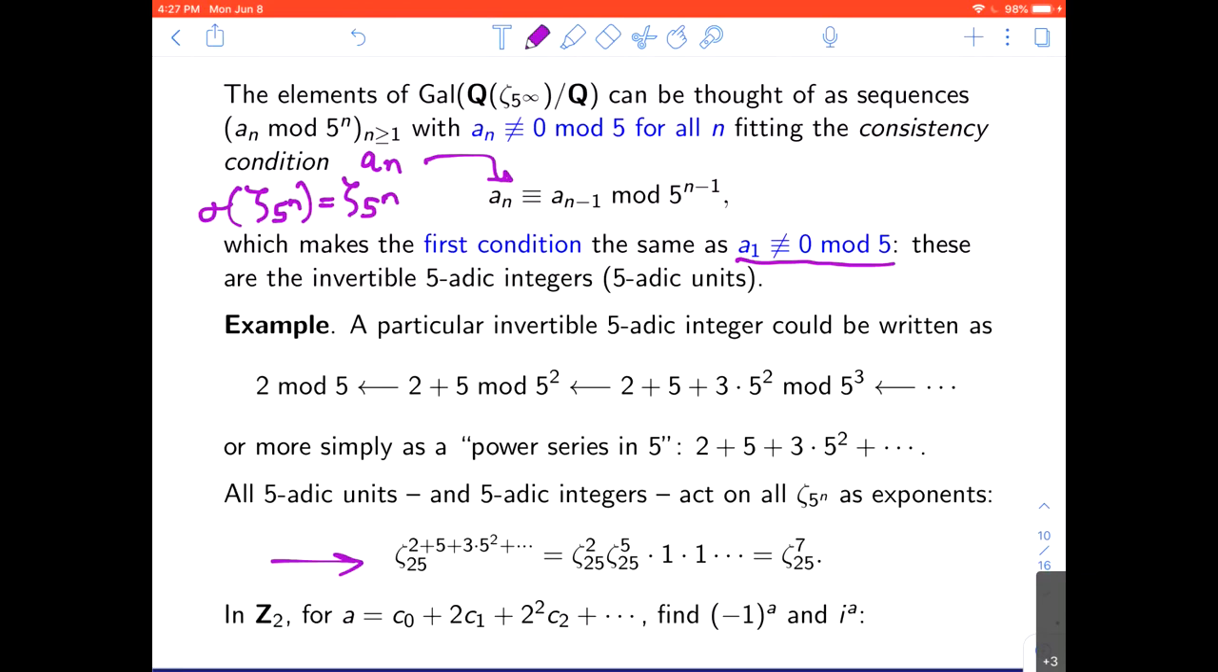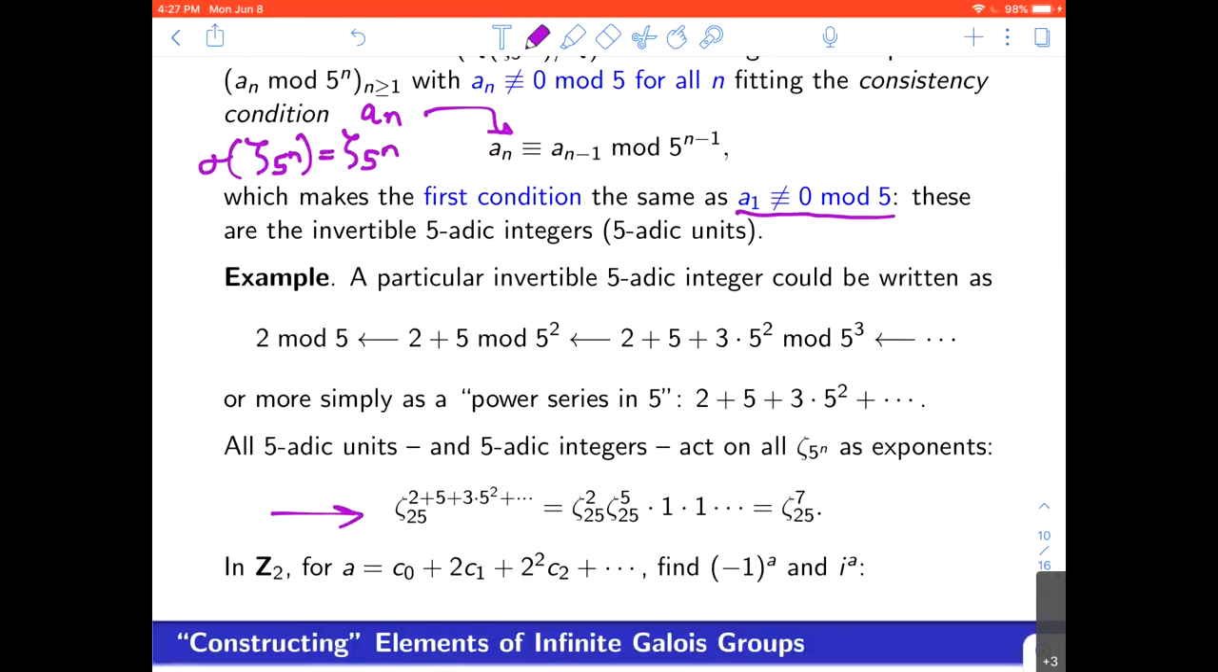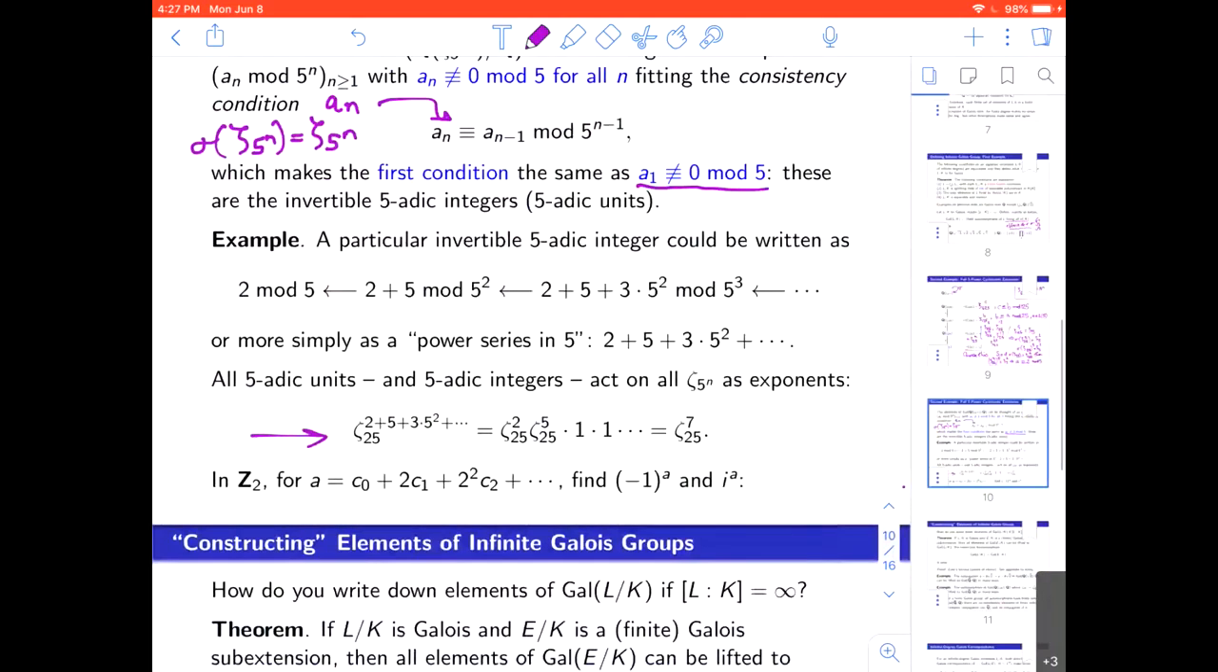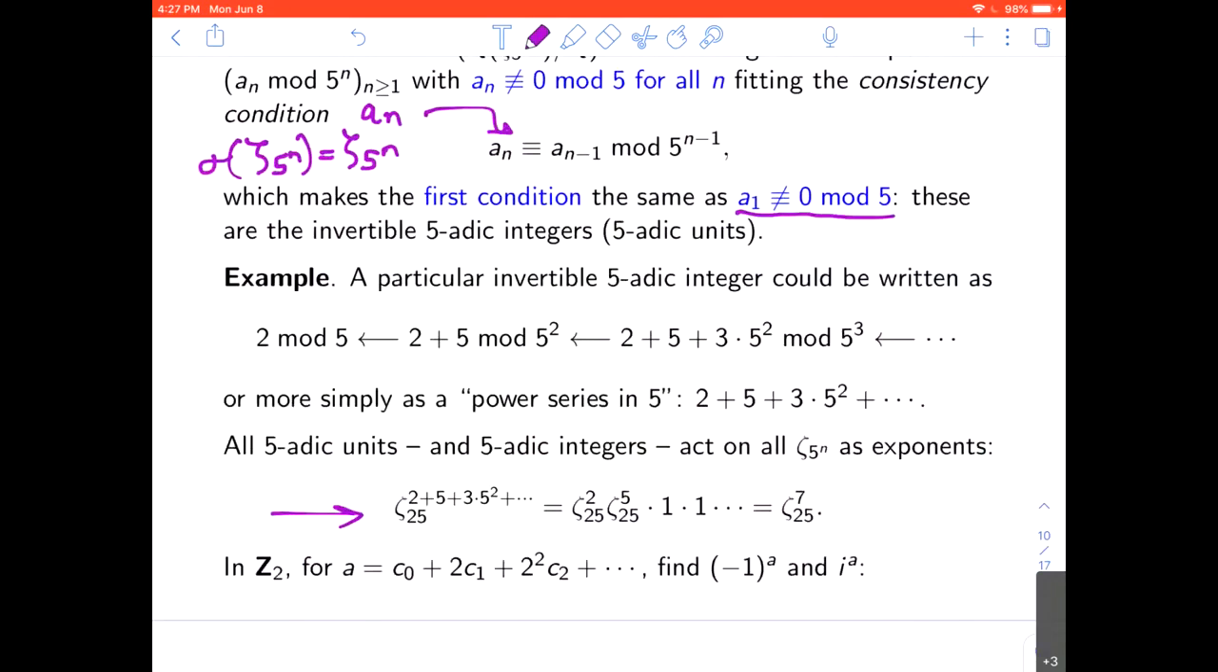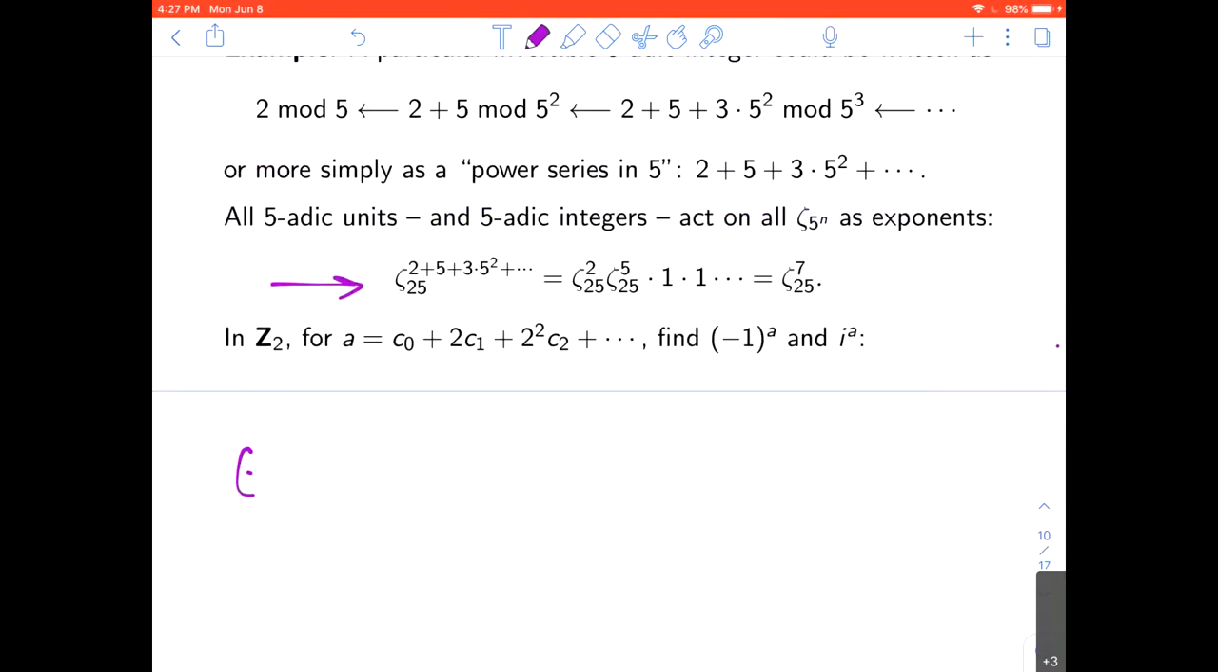Or as another example, what would it mean to raise, time to open up slides. Let's add a page. So if I wanted to raise -1 to a 2-adic integer, oops, sorry about that.